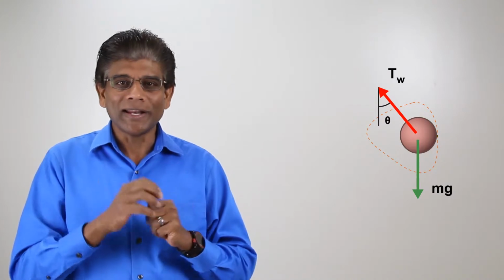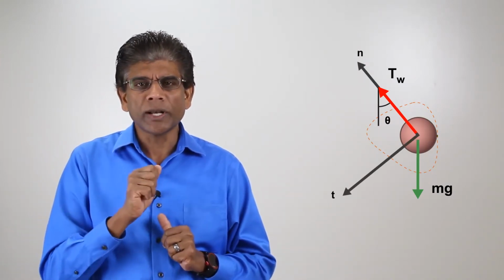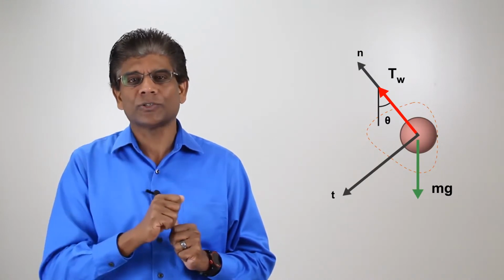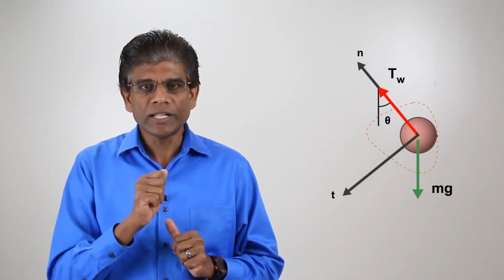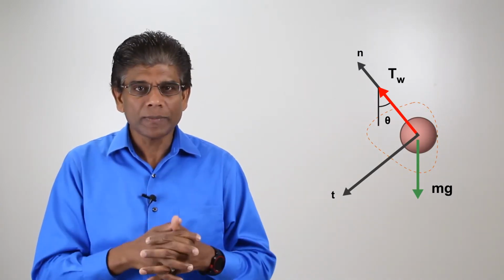We now need a coordinate system. In this case, a normal tangential coordinate system will make the problem easier to solve. So we will use it instead of a rectangular coordinate system. The final free body diagram is also shown here.